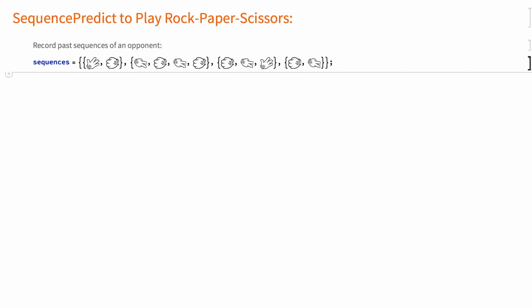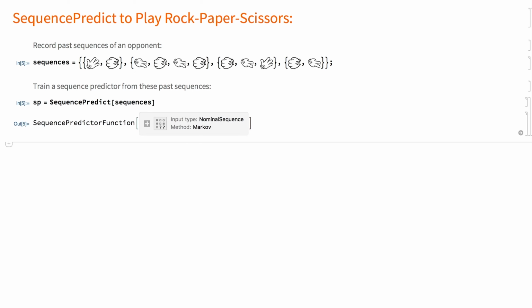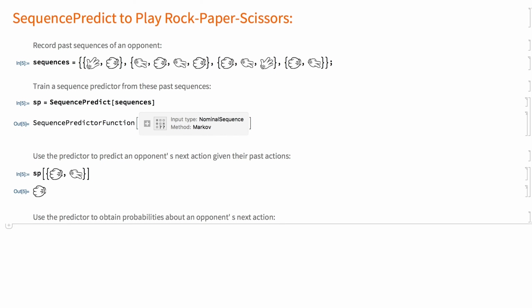And sequence prediction works not just for text but also for other data. SequencePredict allows the modeling of any kind of sequence in order to predict its future evolution. For example, here is a data set with samples of sequences of a player's moves in rock, paper, scissors. SequencePredict can be used to predict the next action of the player, whether they are going to play rock or paper or scissors, given their previous actions.